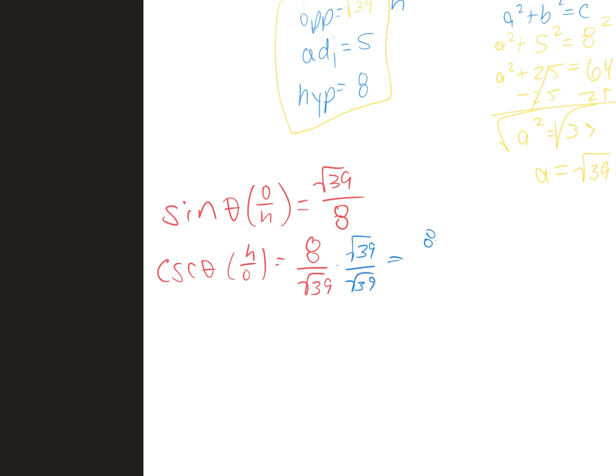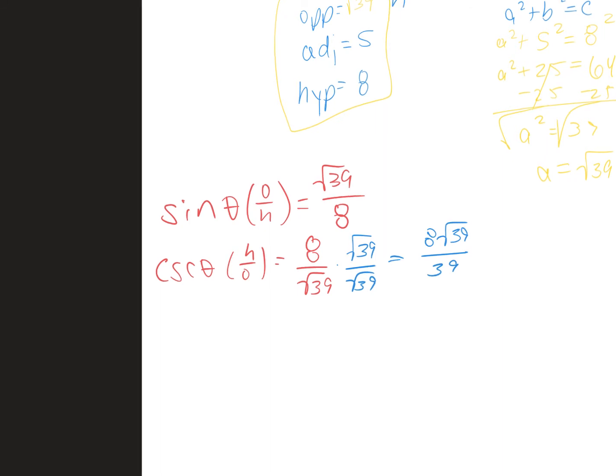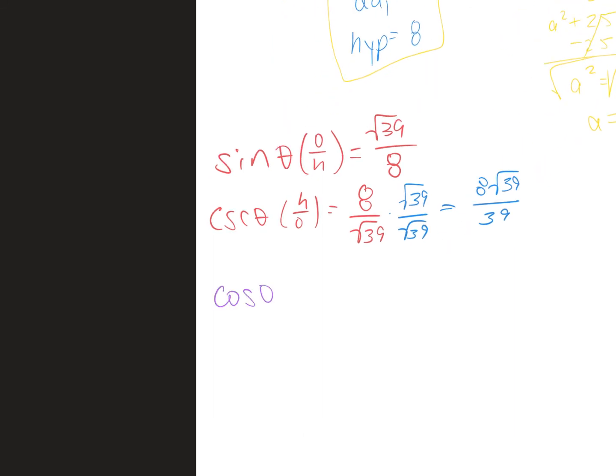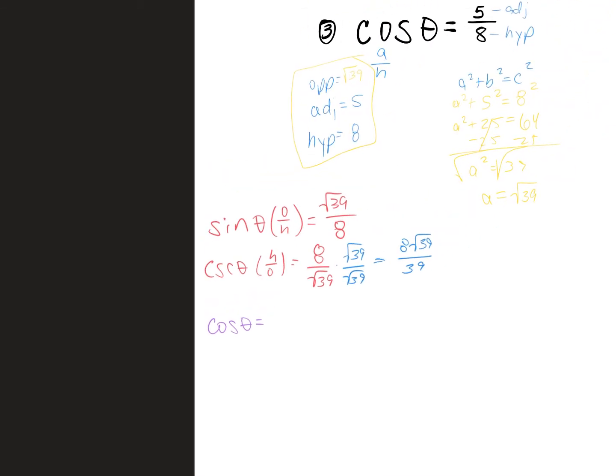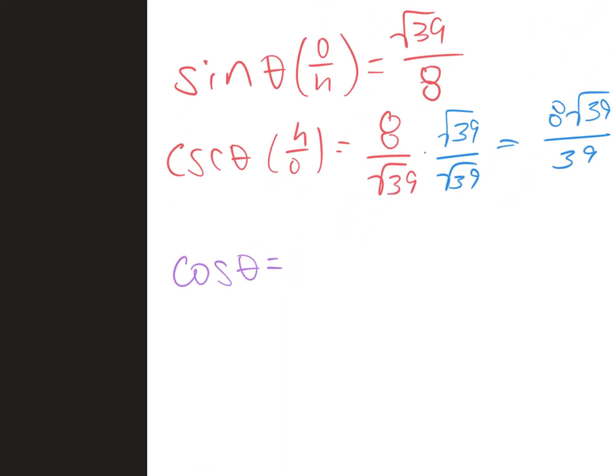So I have 8 root 39 over 39. Can I simplify it at all? No. So just leave it. That's fine. So let's move along to cosine. Wait a second, didn't they already give me the cosine? Yes. What's cosine? 5 over 8. So then I know that my secant is 8 over 5. Perfect.